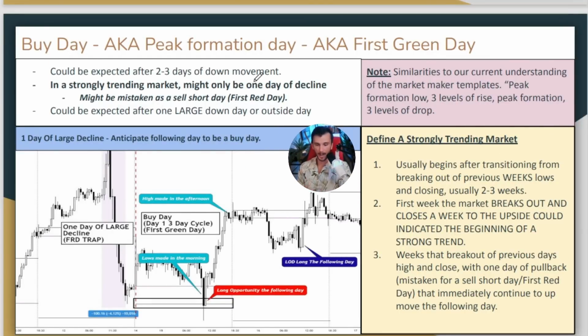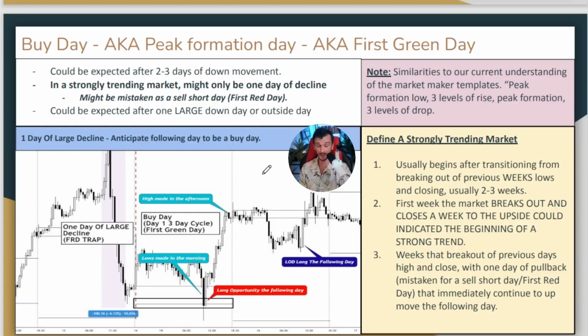Okay, so buy days and sell days. Think about some different rules. One of the things that Steve Mauro says is after one large day of drop, the market must basically go back and get the other side. That is not me. I'm probably paraphrasing there. He didn't say it exactly that way.